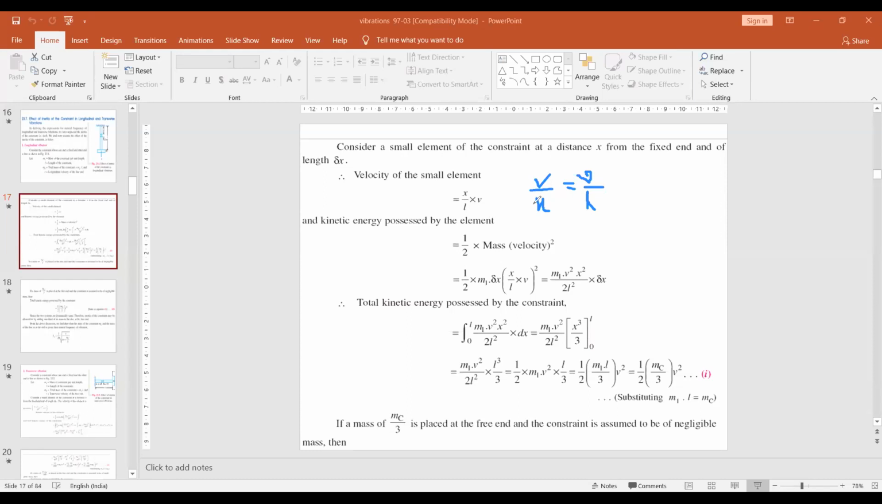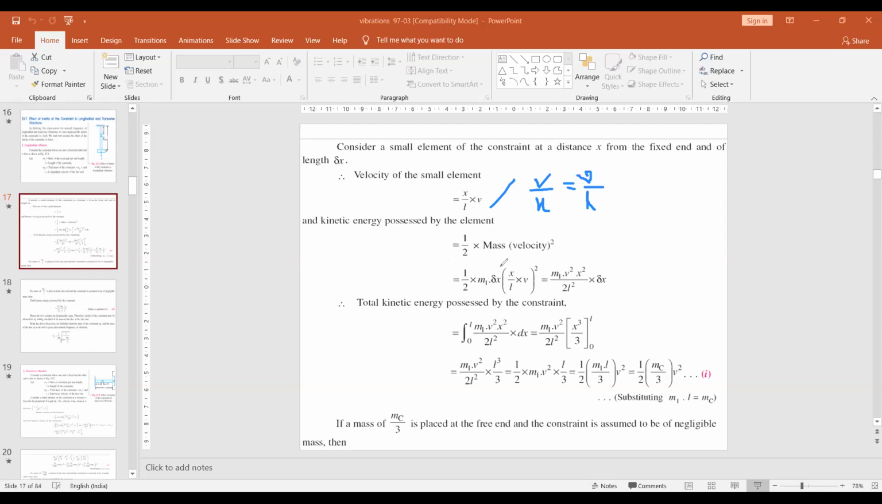So when we compare both the lines, capital V equals x by l into v. So that is the value. And when we know the velocity of the small element, then we find the kinetic energy of the element. So what is the formula for kinetic energy? The kinetic energy formula is half into m v square.